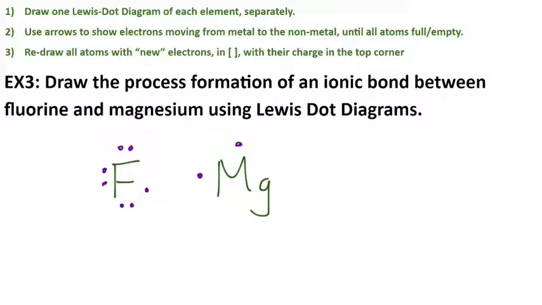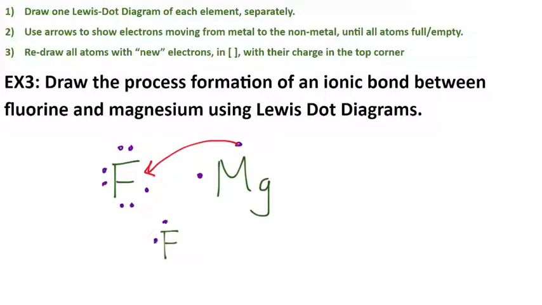Time to draw my arrows, and be careful. All of these other ones, I've been drawing them from the left atom to the right atom, but it's always metal to non-metal. So here I actually purposely gave you fluorine and magnesium in that order because we're not going to be drawing arrows this way. We're always going to draw them from the metal, which was magnesium in this case, to the non-metal. So magnesium to fluorine, and now it looks like fluorine is full, but I still have an electron on magnesium, so I probably need another fluorine.